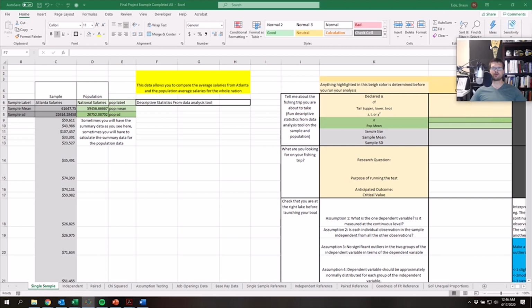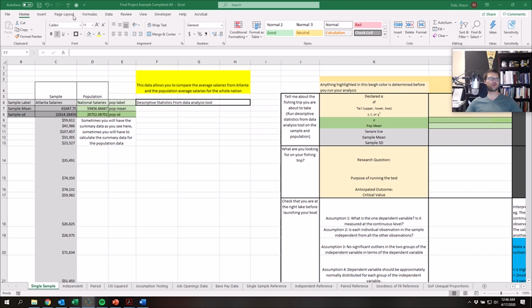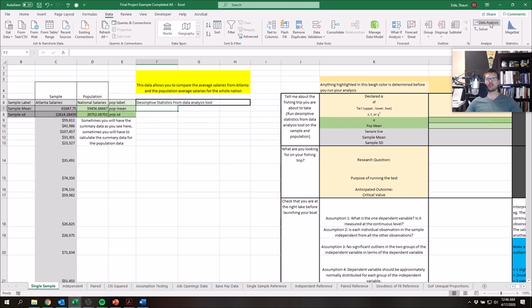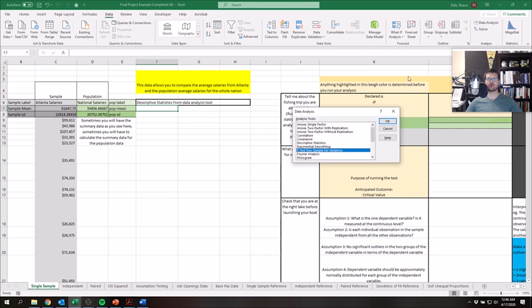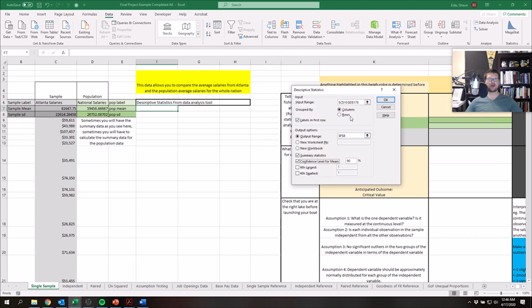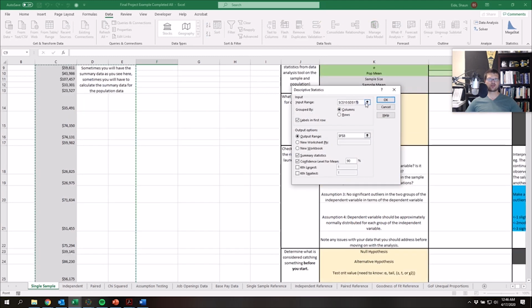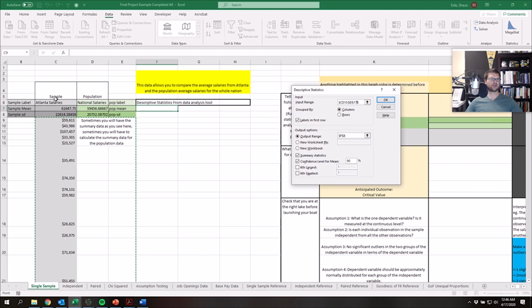And it is descriptive statistics. So I'm going to come right over here and I'm going to go to Data, and I'm going to do Data Analysis. You'll notice right up here, I'm going to click on Descriptive Statistics. This is pretty much the first thing that we're doing. We're screening the data that we have. And so we've got descriptive statistics, and I want the descriptive statistics on Atlanta.